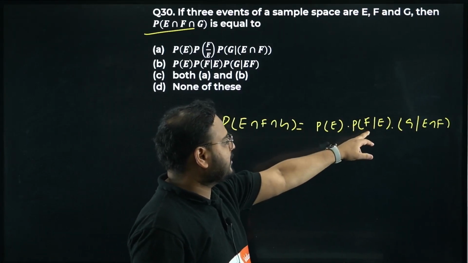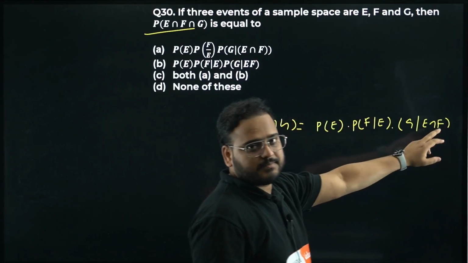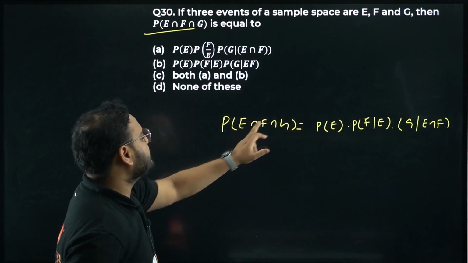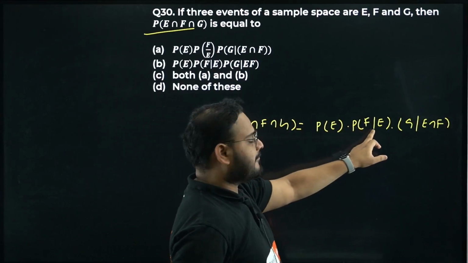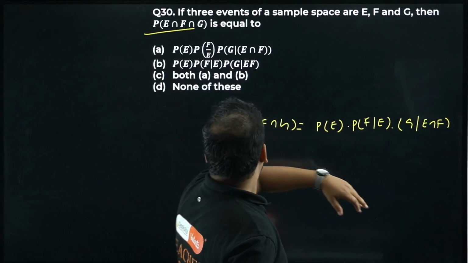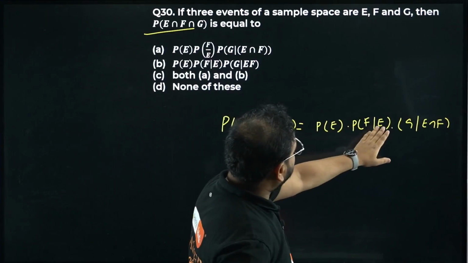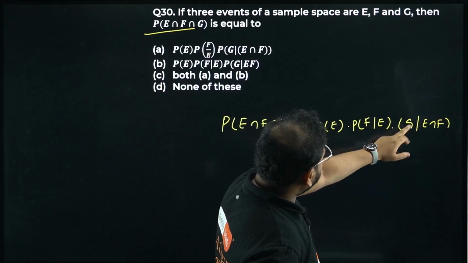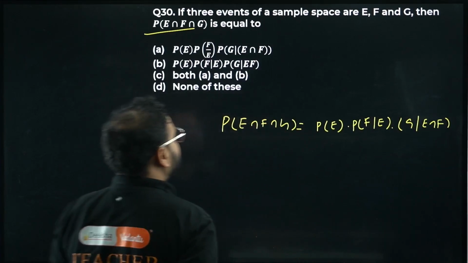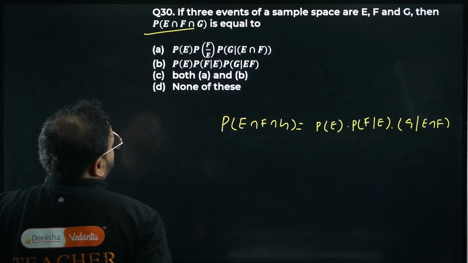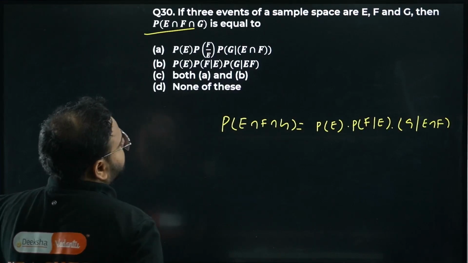E when F has already occurred and G when both have occurred. What it means, sir? Intersection of E with F with G means E when F has occurred, and we'll have this case, G when E and F both have occurred. E when F has occurred, like that. Please check. So we'll have this value.